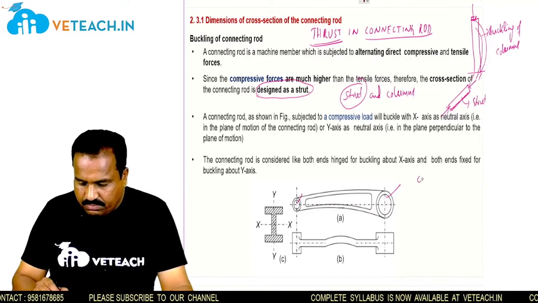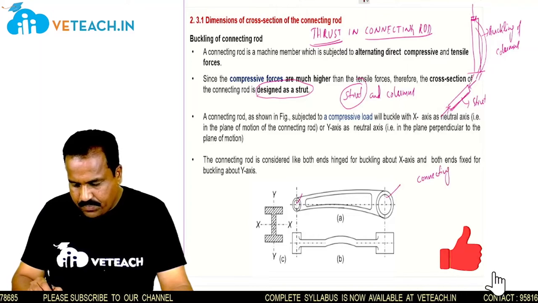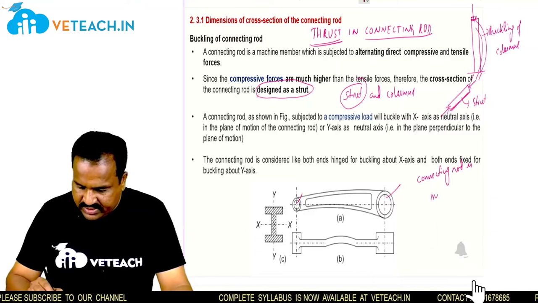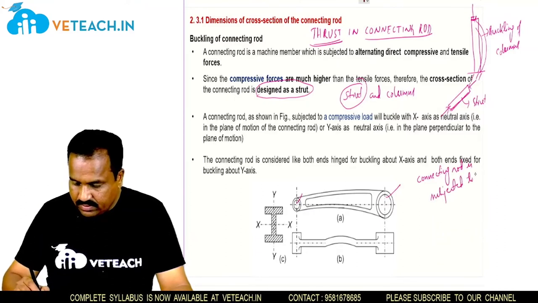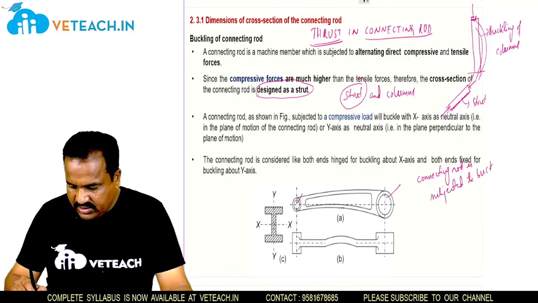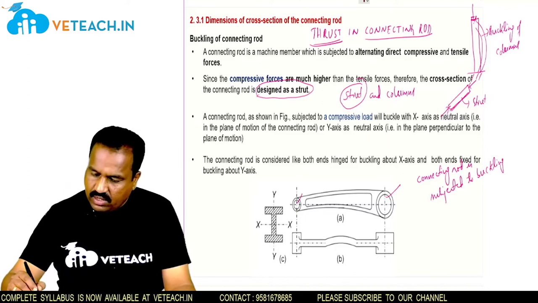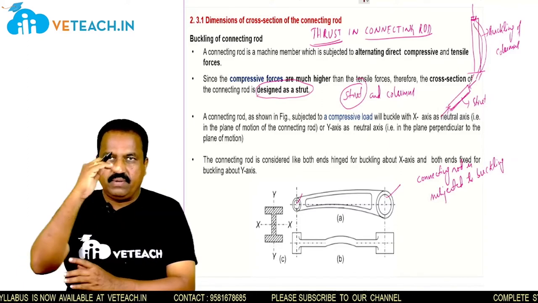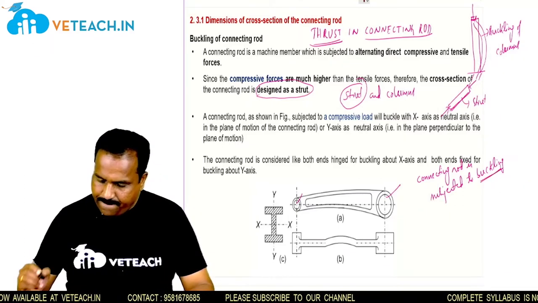Under compressive load, the connecting rod is subjected to buckling. Buckling means the sideway deflection. When a column is loaded like this, it buckles sideways. When it buckles like this, this is called buckling.